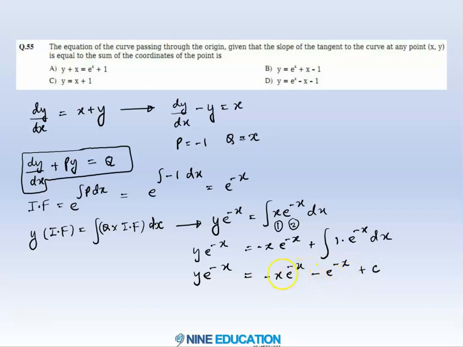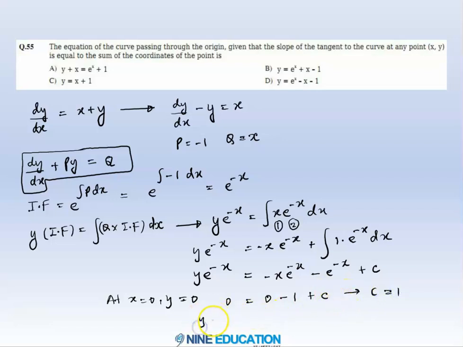Since they said that the curve is passing through the origin, at x is equal to 0 we must get y is equal to 0. So the left side is 0, and the right side will be 0 minus e power 0, which is 1, plus c. Therefore, the c value we are getting is 1.